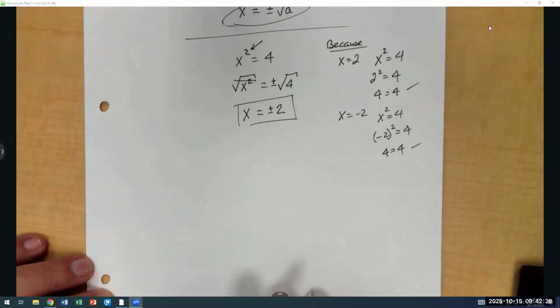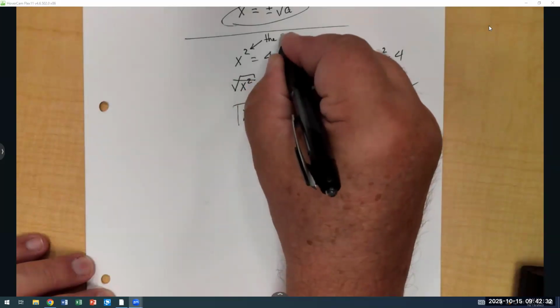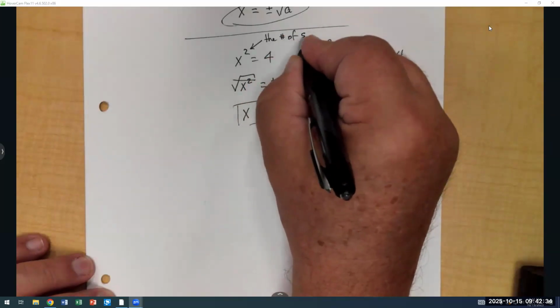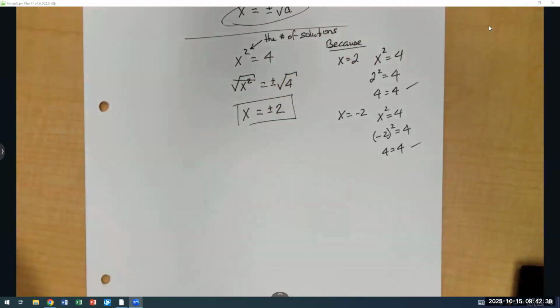This degree also tells us the number of solutions. So think of what the degree tells us. It tells us how many x-intercepts we'll have. It tells us the number of solutions we can have. It tells us the direction of the curve.